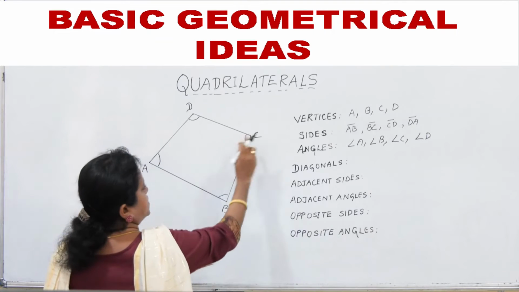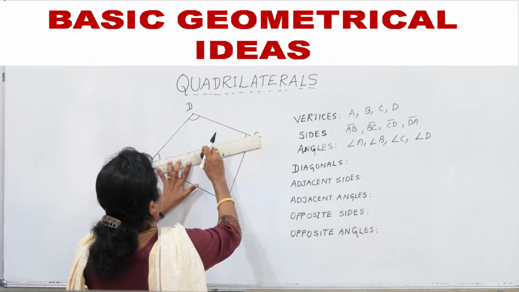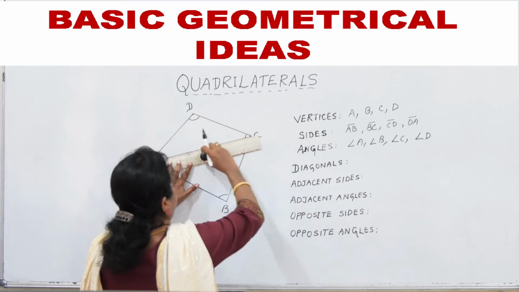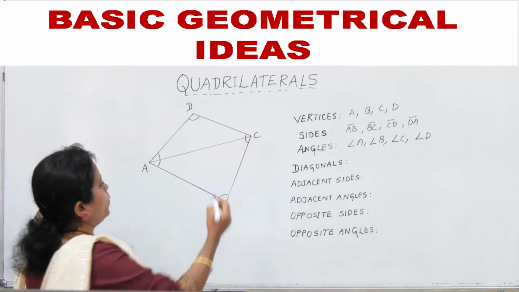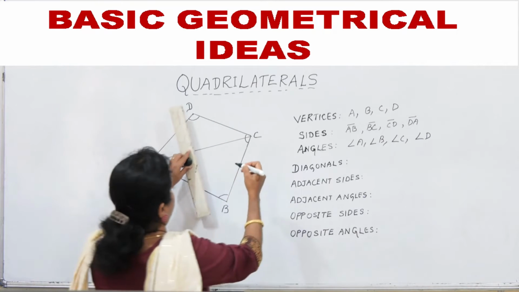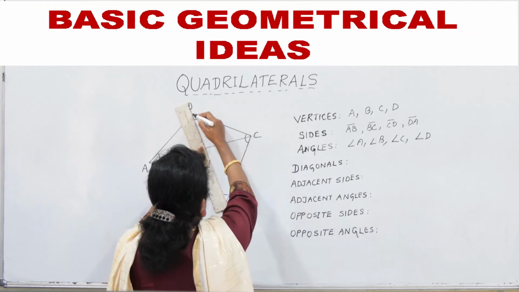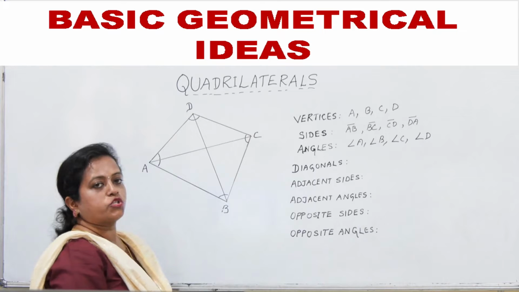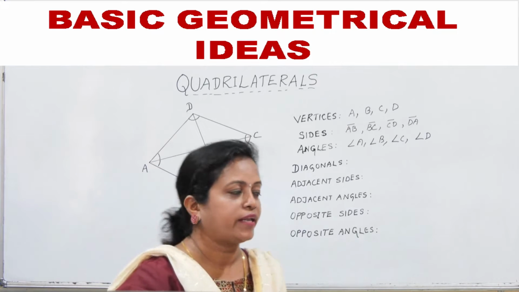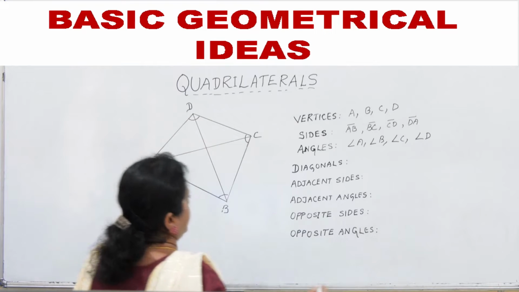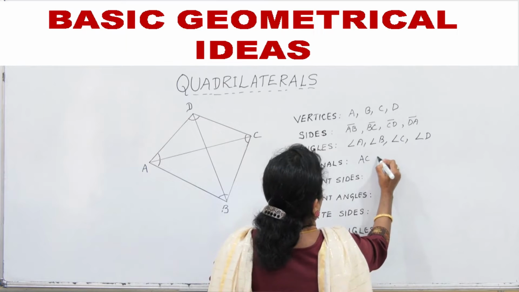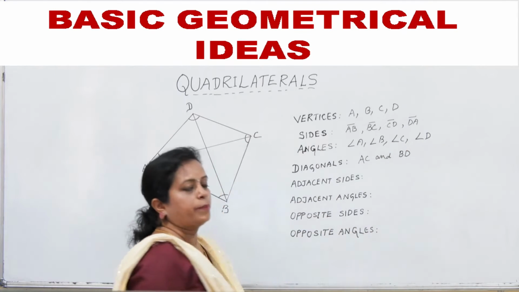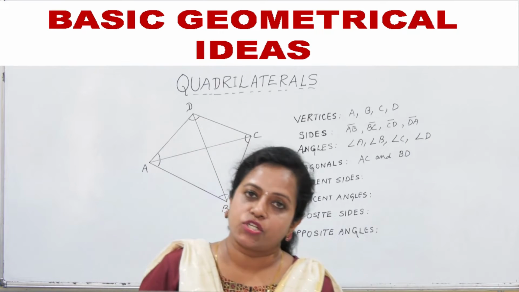So, here A and C are the opposite vertices. So, if I join them, I get one of the diagonals, that is AC, and another pair is D and B, opposite vertices, and if I join them, I get the second diagonal, that is BD. So, the 2 diagonals of the quadrilateral ABCD are AC and BD. Clear?